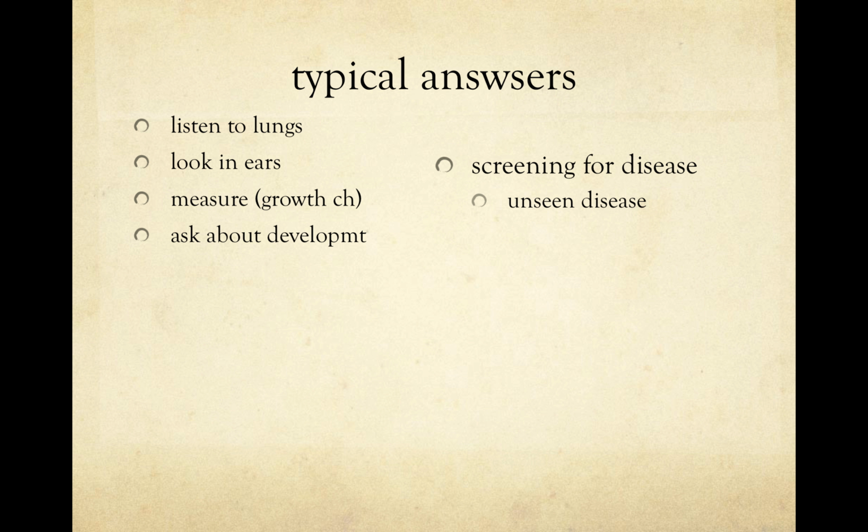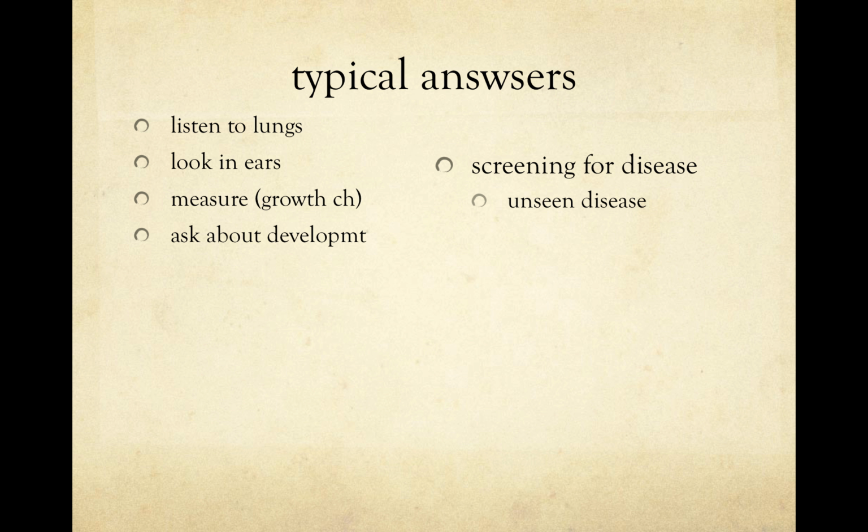So we're usually looking for things that parents can't appreciate, like something going on with the heart that only we can hear, or a growth abnormality that only we can pick up because we've seen hundreds and thousands of children and we have these growth charts which show us the trajectories of normal growth for normal children. And we've been trained to know how children should develop. So we ask the right questions at the right time and have a sense of how that might vary. So we are ideally situated to assess and screen for disease, especially unseen disease.